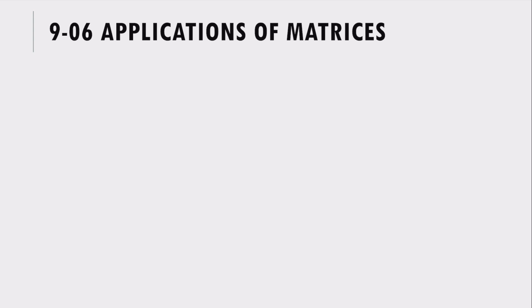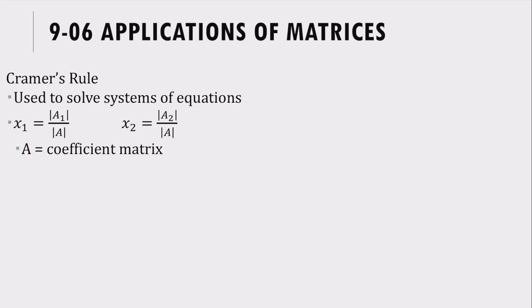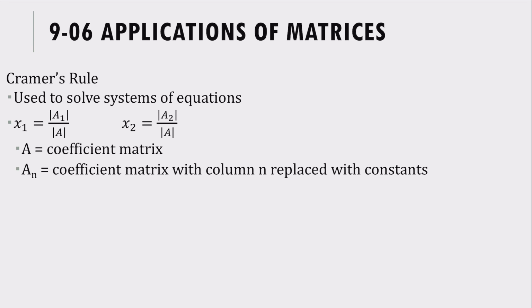One application of matrices is Cramer's rule, which is used to solve a system of equations. It's just ratios of determinants. So your first variable is the determinant of A1 over the determinant of your matrix. A is the coefficient matrix, and An is the coefficient matrix with the column n replaced with the constants. You'll see what I mean in a minute.